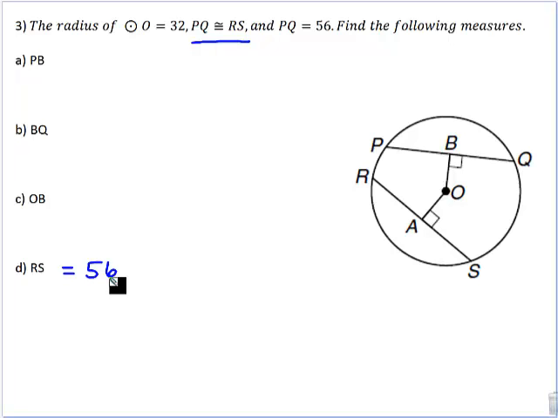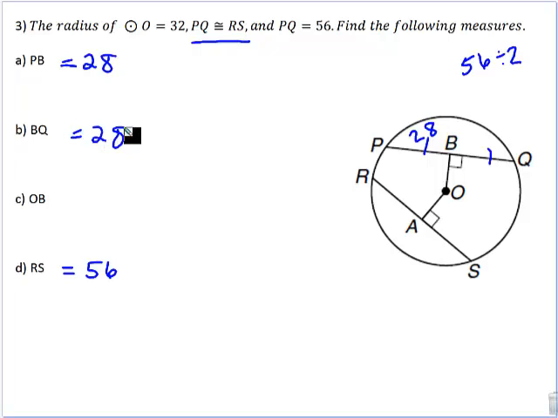So what would PB have to be? 28. Why is PB 28? Half of 56, because we have that 90 degree right here, so these two are congruent to each other. So half of 56 is 28. Same with BQ. BQ would also have to be 28.